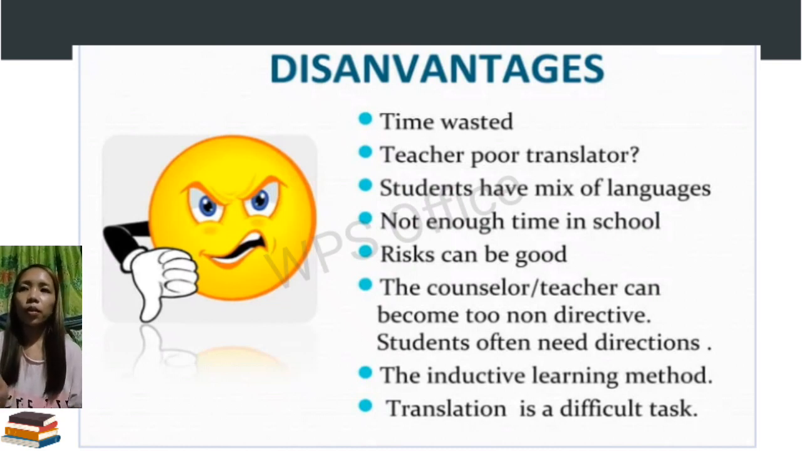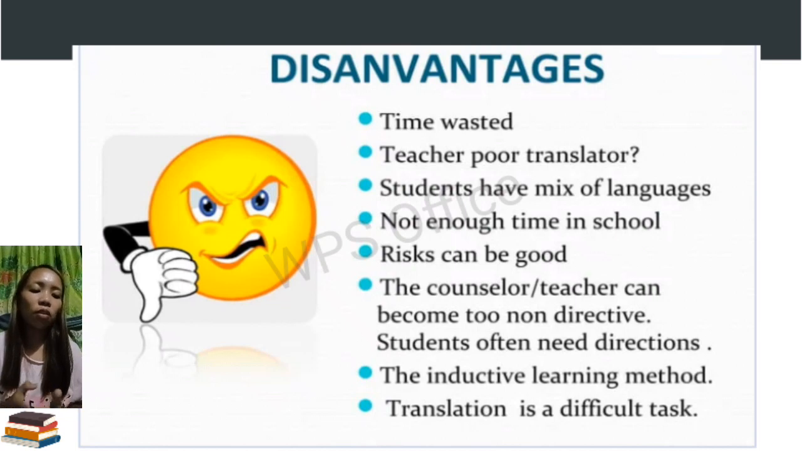For example, we have a lot of students and they came from different cultures and different languages. There are some Ilocano, Cebuano, Ilonggo, right? If the teacher lacks knowledge about the language of the students, that teacher will have a hard time translating that language into English. Although if the teacher is proficient and fluent enough in English, right? But there are some teachers who are not proficient or fluent in English. So the teacher will be the poor translator. That is also a disadvantage.